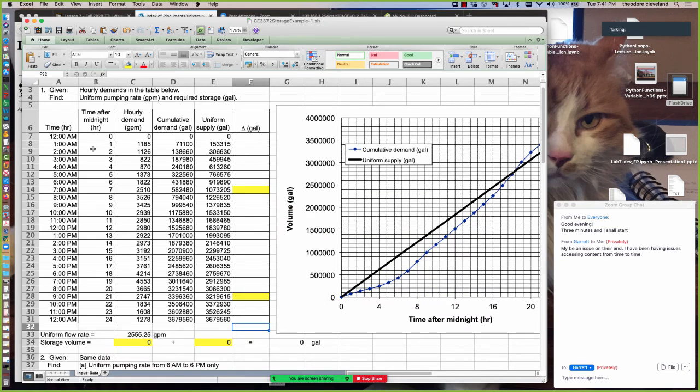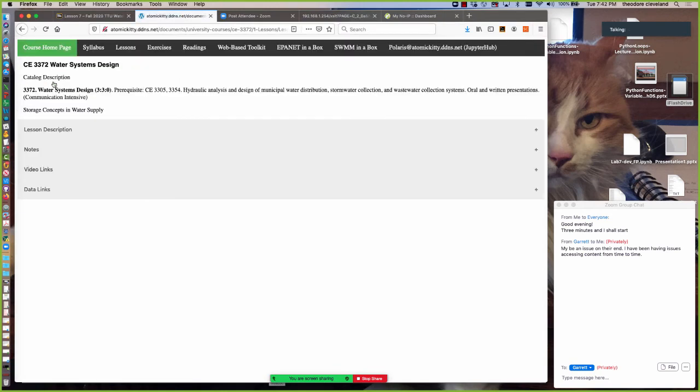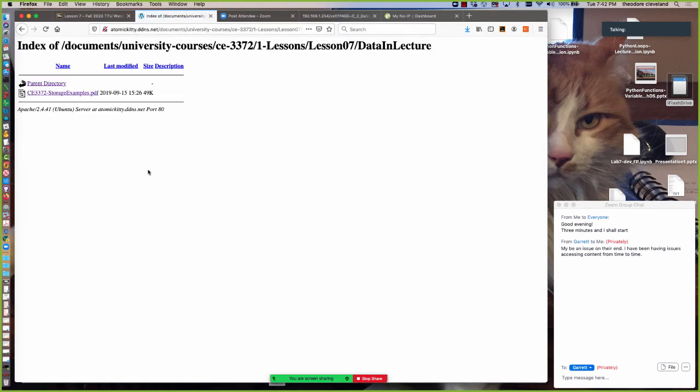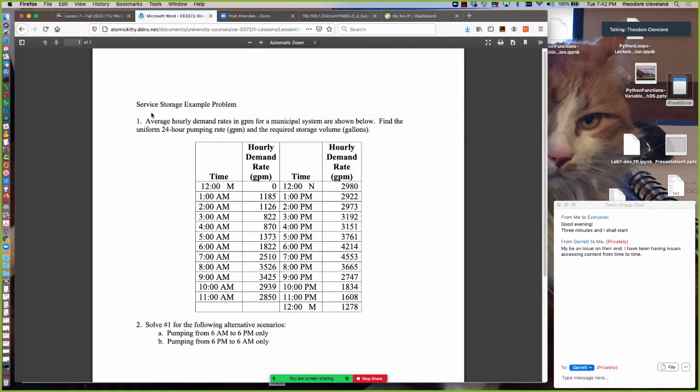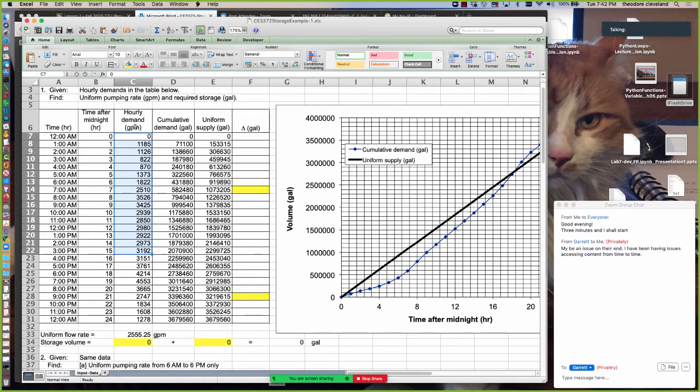So here's the example spreadsheet, and so we obtain this hourly demand from an external source, something like this. If we have the average hourly demand rates in gallons per minute for a municipal system, we can try to find the uniform pumping rate and required storage volume, and then we can repeat for 4 different pumping schemes. So that's where this column came from. We either did it ourselves or it was provided to us by the client.